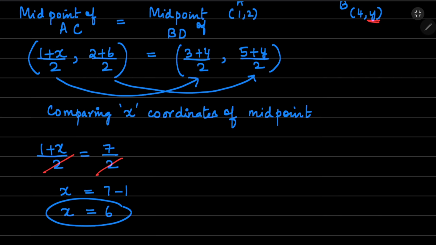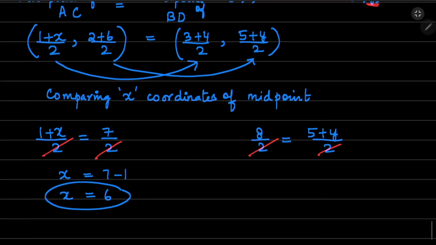Okay, this is one point. With respect to y, what is it? 2 plus 6, that is 8 by 2 is equal to (5 plus y) by 2. Again, you can cancel the denominator 2 on both the sides. So y is equal to 8 minus 5. Therefore, y is equal to 3.